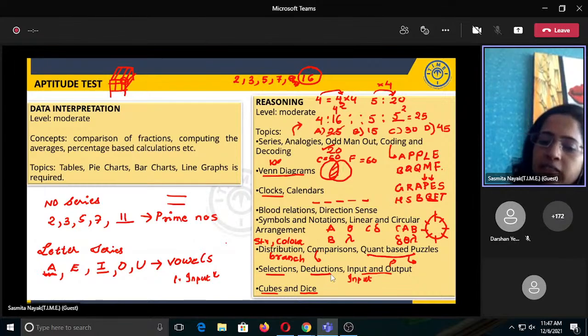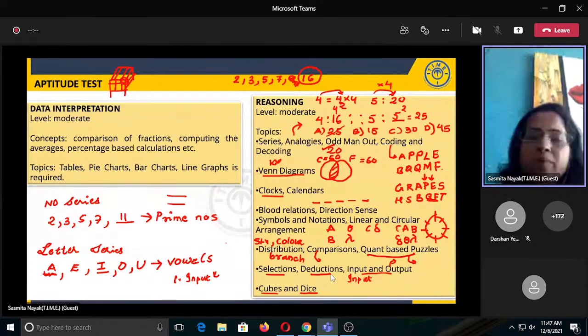Clear? Dice again you have in permutation combination, but that is the probability type of permutation combination dice that you might be knowing because most of you are engineering students. So you must have done PNC, right? So this is all about reasoning.